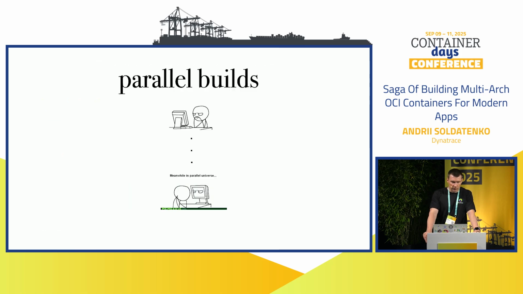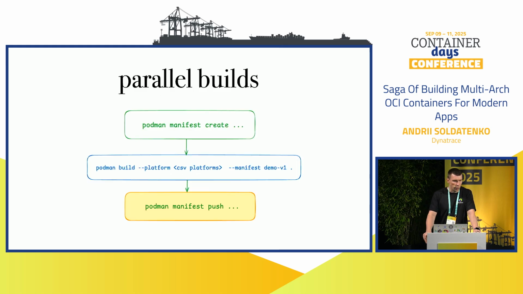And probably last but not least was, okay, it's super slow because some images we have must compile OpenSSL. And when you do this goofy stuff with QEMU emulation, it will take like 2 hours probably. So we decided, okay, maybe we need to use parallel builds. And Podman does not support parallel builds in any way.